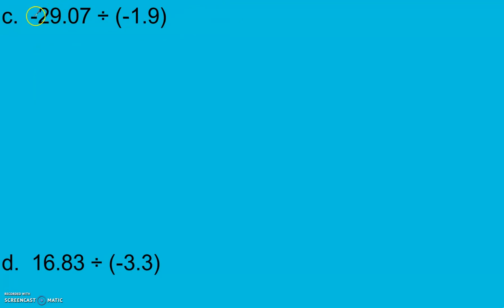Same idea here. Negative divided by a negative gives me a positive. I take 29.07 and divide it by 1.9. Here we move our decimals first. I move it 1 spot to give me 19, so I move it 1 spot to give me 290, and I bring that decimal up.